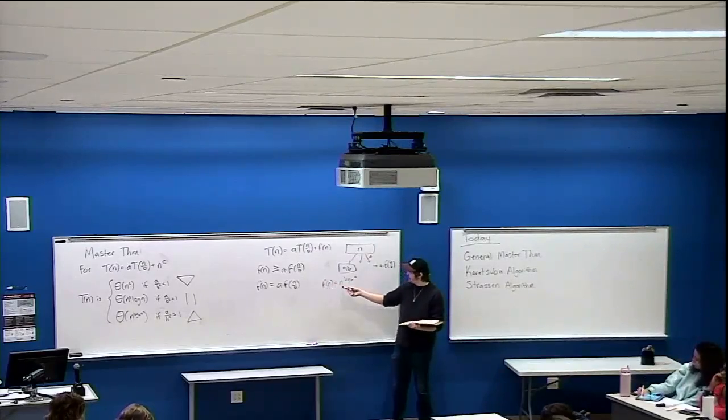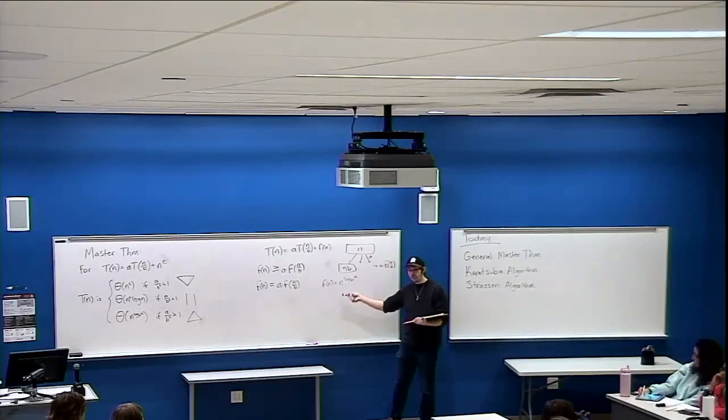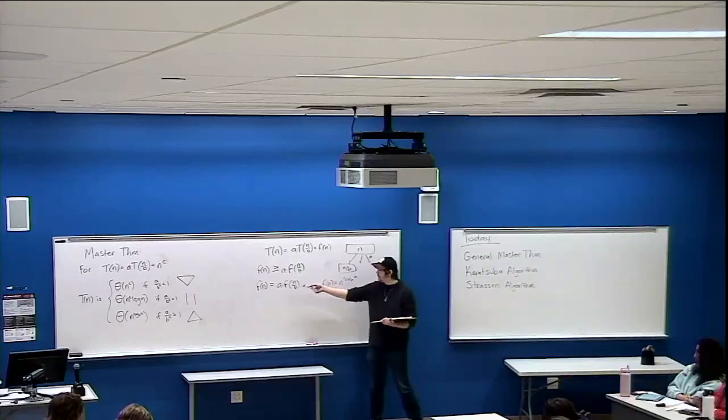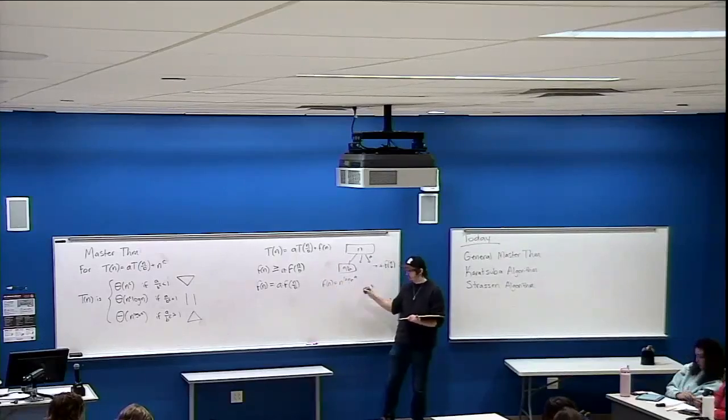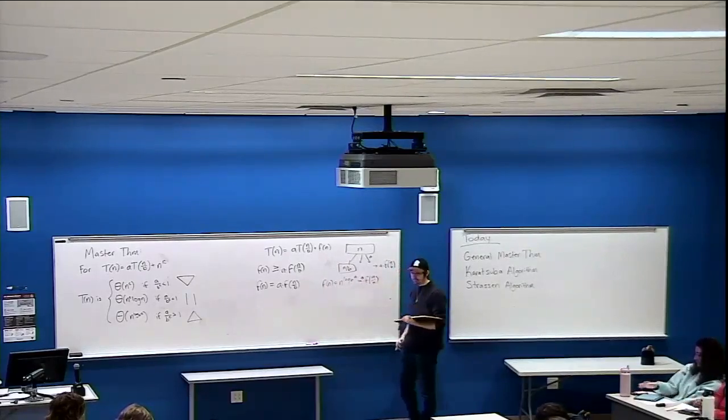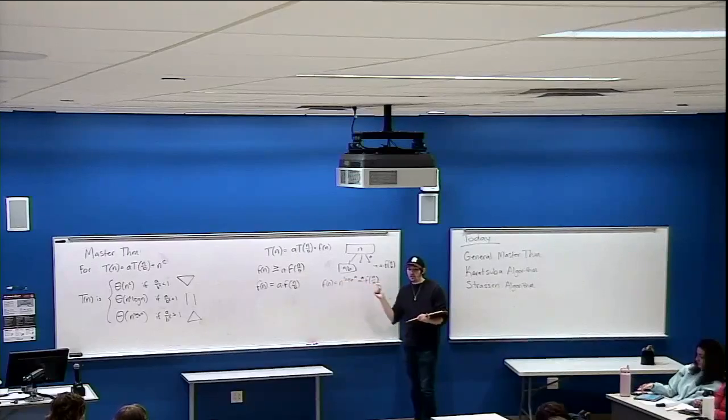But if we do this, we'll have n over b to this power. The log base b of a is going to cancel out. We'll get n to this power over a times a. The a's cancel out. We end up with this. So f of n is equal to this, and a times f of n over b is equal to this, which also would be equal to f of n over b times a. Okay, so that's one possible form of it.